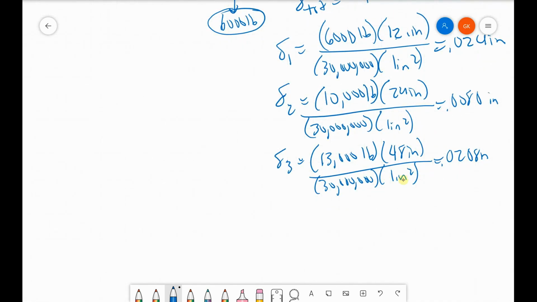Oop, that doesn't look very nice. Let's erase this right here. My marker's not working as nice as I want it to.